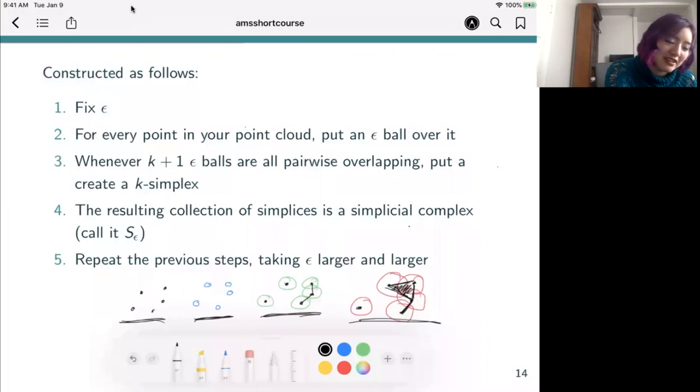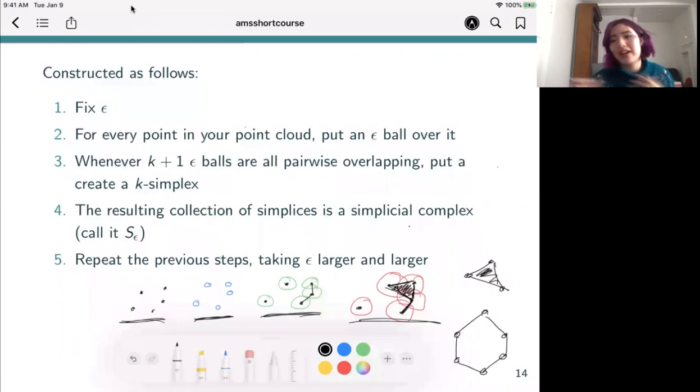And you may observe that whenever you have three points, all of which intersect with each other pairwise, you automatically get a filled in triangle. You don't really have any choices there. But let's say we have five points, or well, I'm drawing six here. Let's say you have 6 points, that no longer becomes true. You may not have all of those pairwise intersections. And so in this case, maybe we don't have any filled in triangles, even though the balls kind of all intersect pairwise. So the thing we're interested in is whenever we have k plus one balls, if all of them intersect pairwise, then we put a k simplex there.